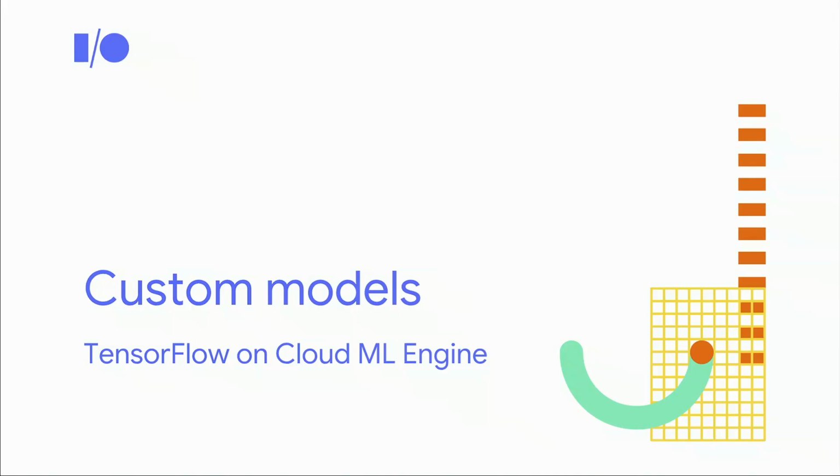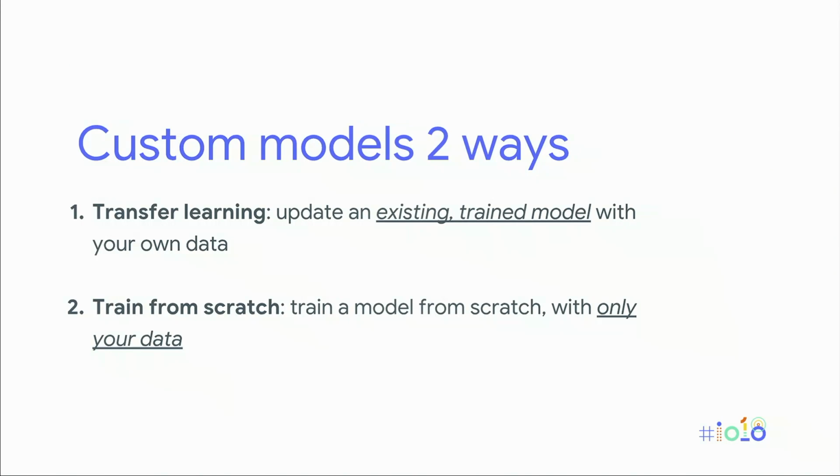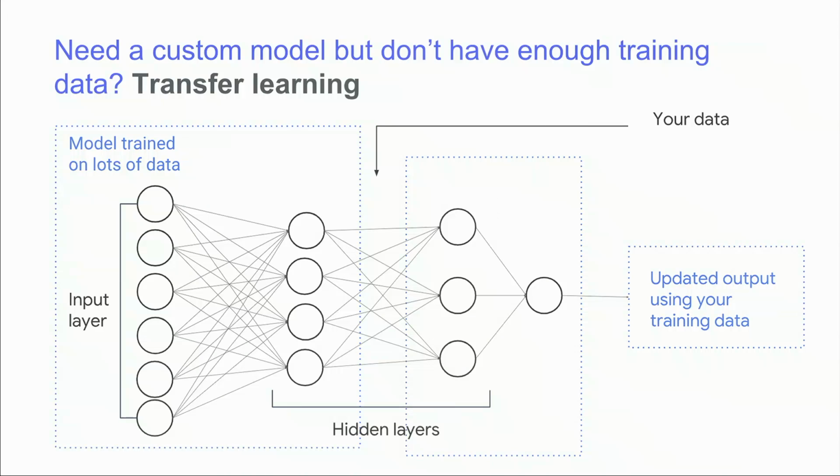So I'm going to talk about two different types of custom models using TensorFlow running on Cloud Machine Learning Engine. The first type of custom model I'm going to talk about is transfer learning, which lets us update an existing trained model using our own data. And then I'm going to talk about training a model from scratch using only your data.